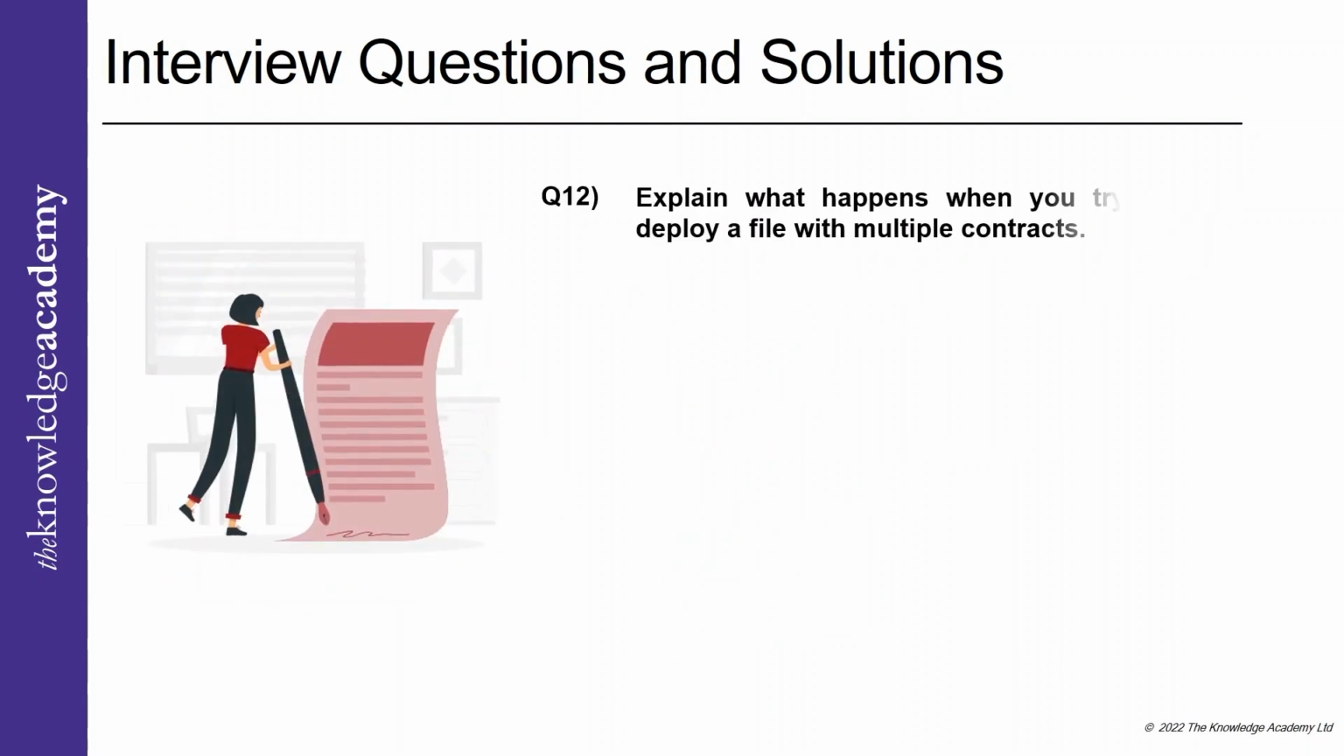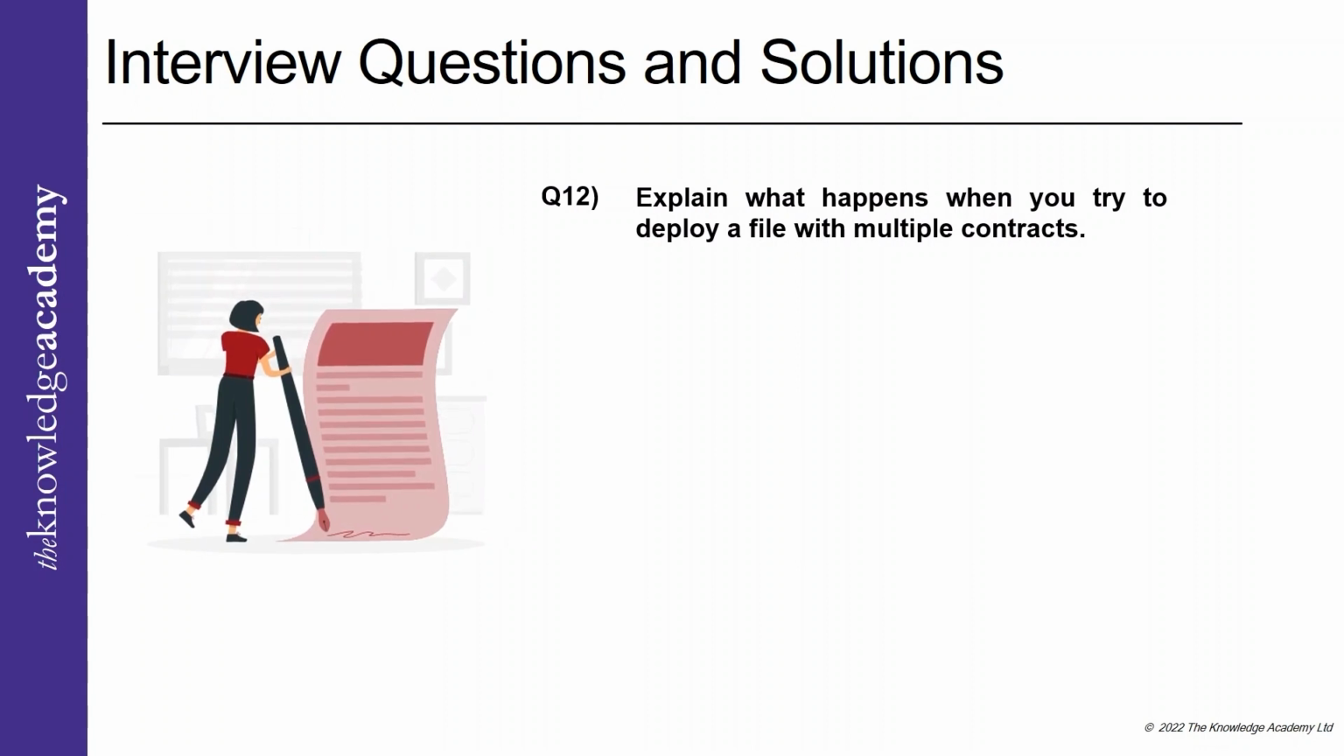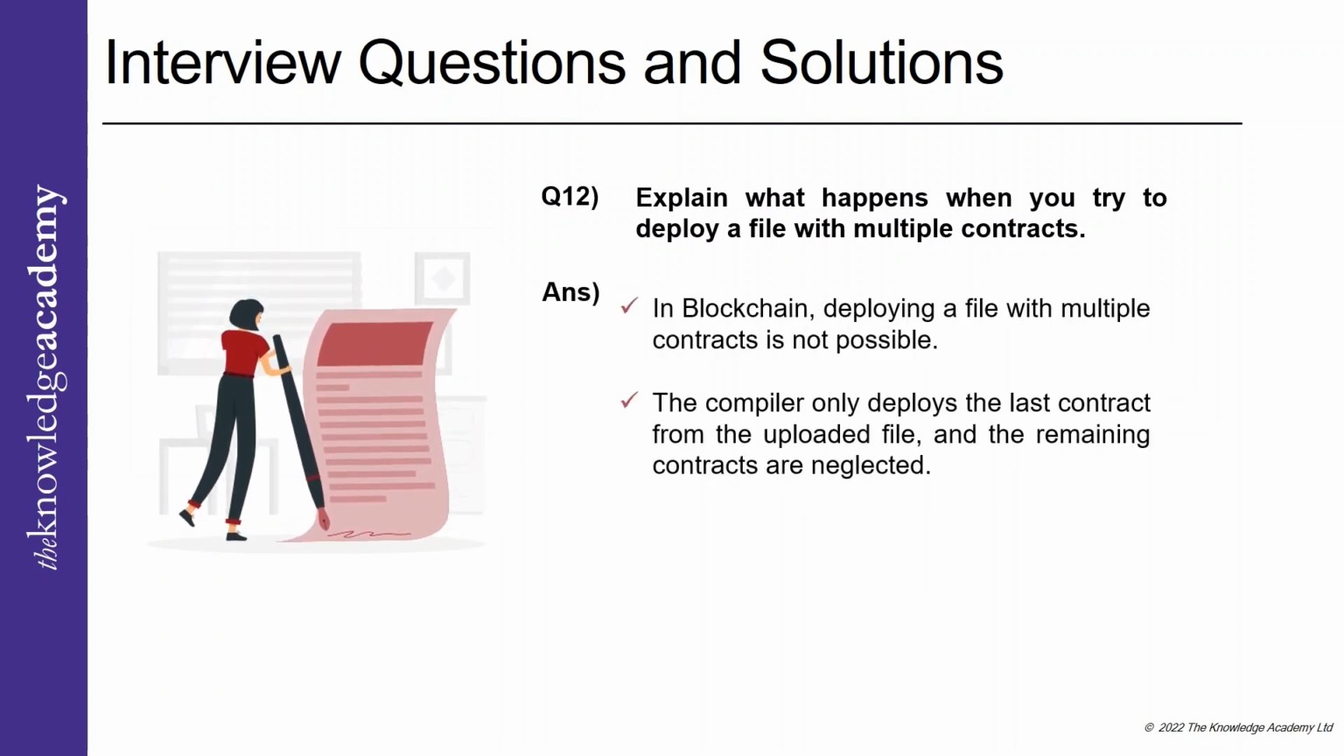And our final question for this interview questions and solutions: explain what happens when you try to deploy a file with multiple contracts. And the answer being, in blockchain, deploying a file with multiple contracts is not possible. The compiler only deploys the last contract from the uploaded file, and the remaining contracts are neglected.